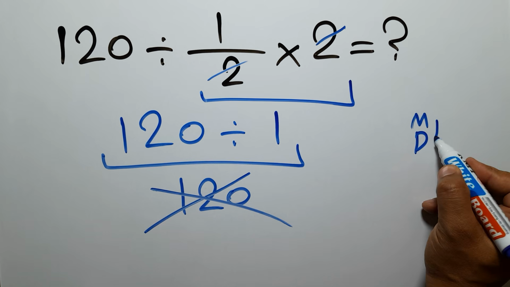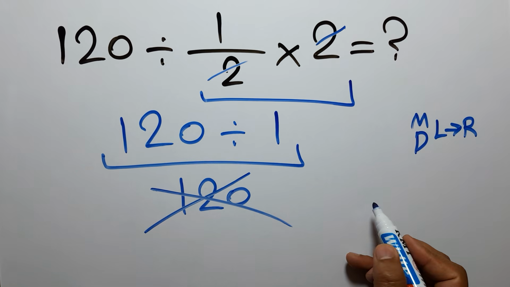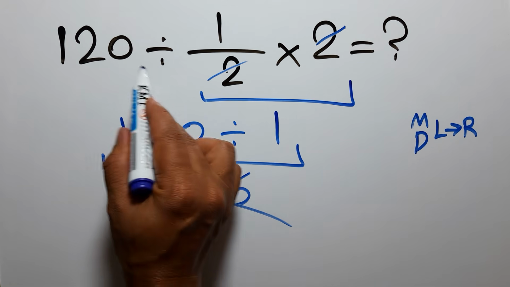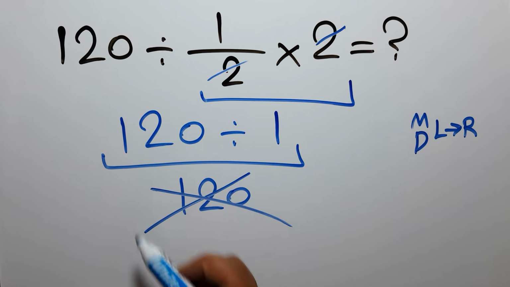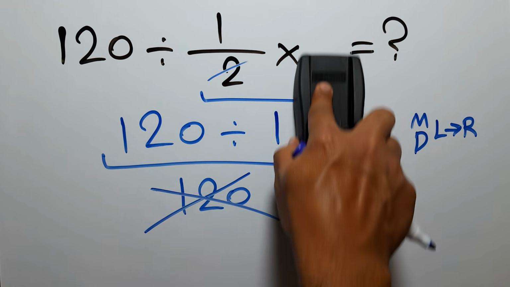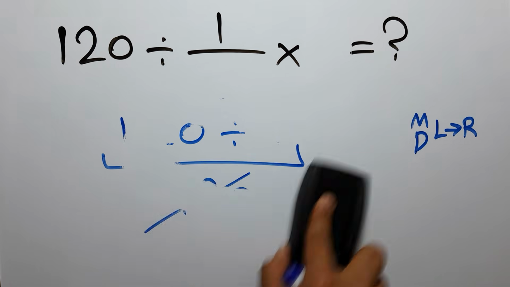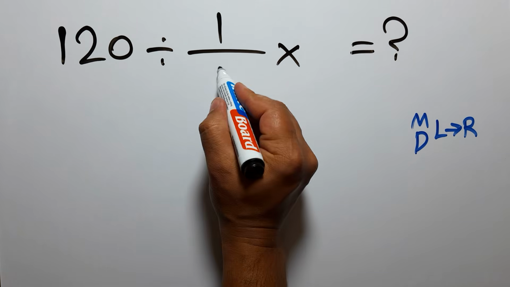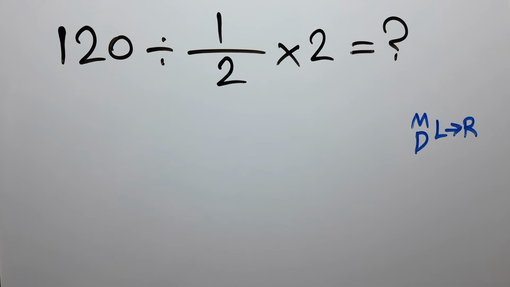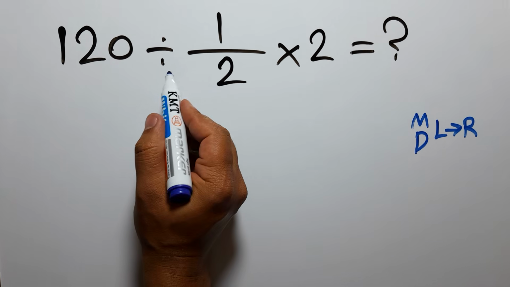we have to work from left to right. So here, first we have to do this division, then this multiplication. If we do this multiplication before this division, it is wrong. So here, first we have to do this division.